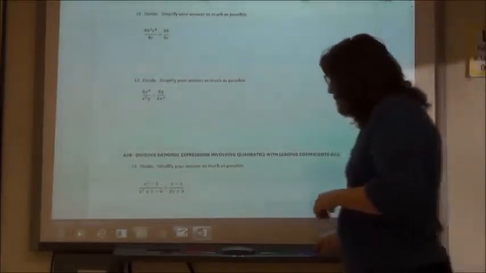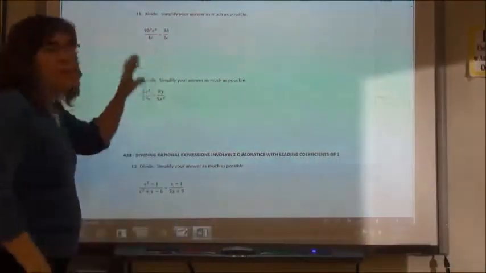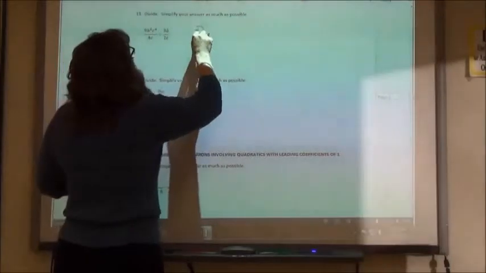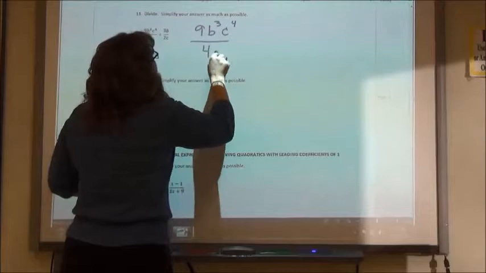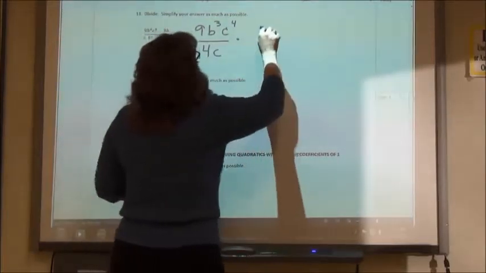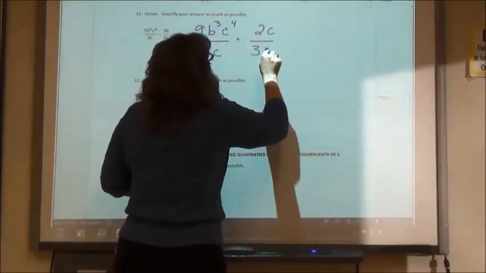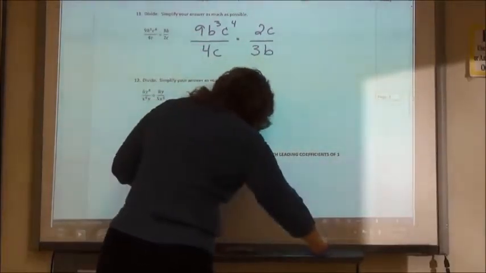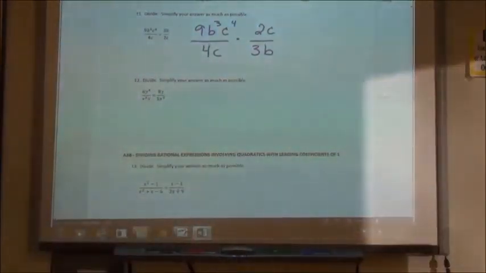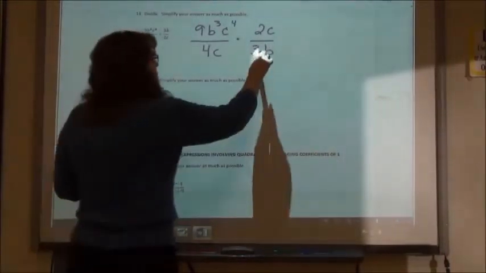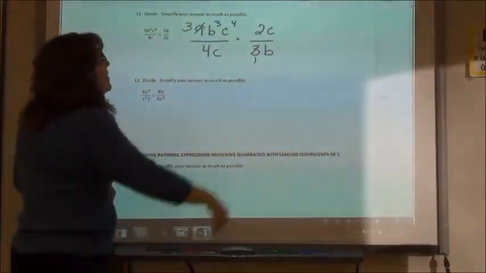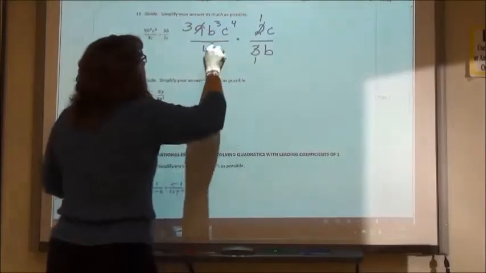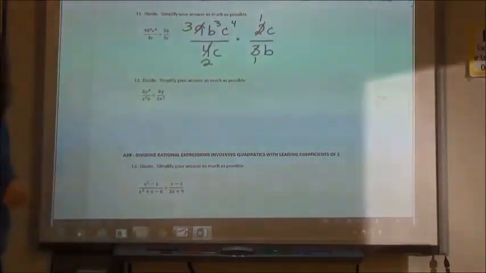So number 11, same thing. I'm dividing fractions, so I'm going to rewrite it as a multiplying. 9b to the third, c to the fourth over 4c times the reciprocal, 2c over 3b. So, reducing my coefficients. 3 goes into 3 once and into 9 3 times. 2 goes into 2 once and into 4 2 times.